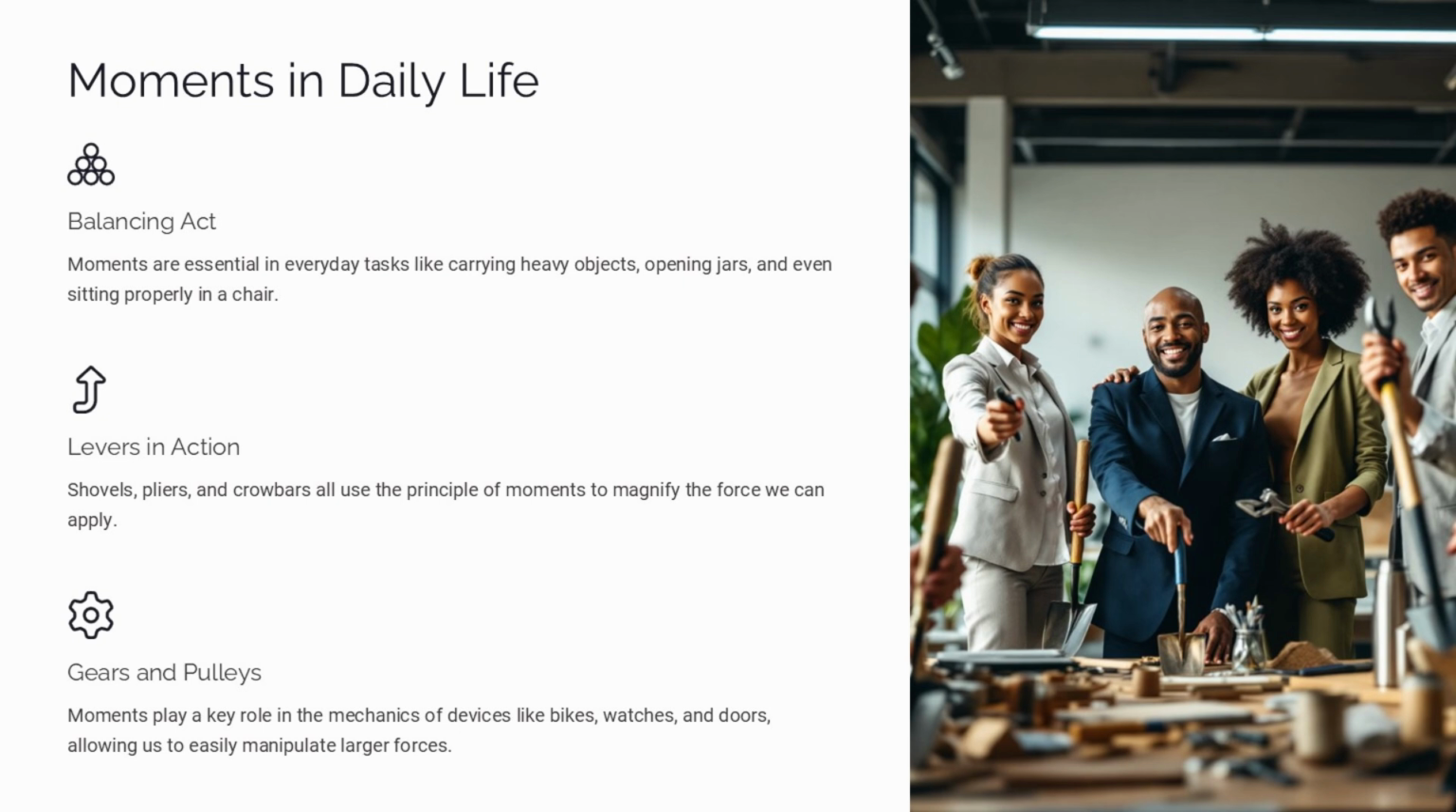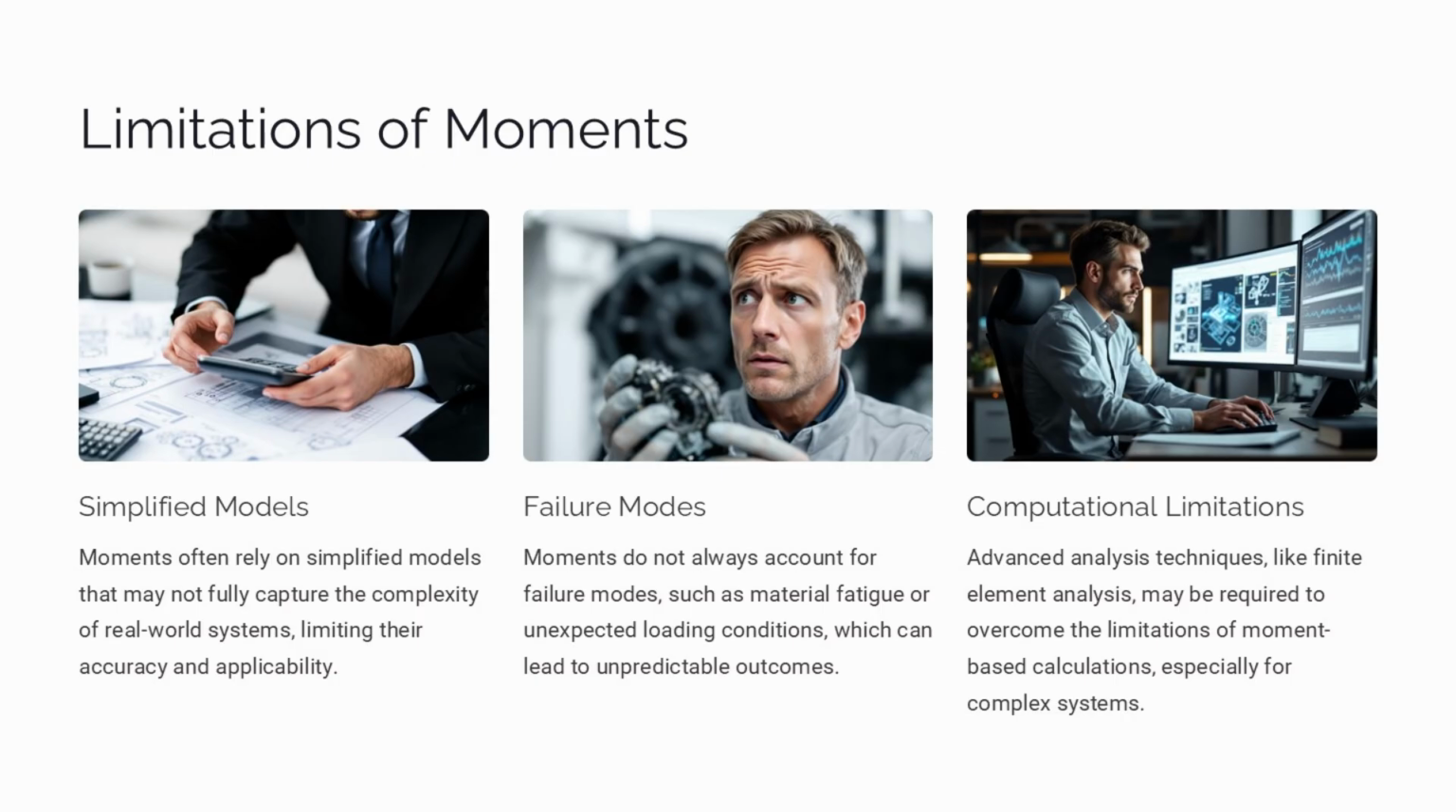Gears, pulleys, and other mechanical devices also rely on moments to help us easily manipulate larger forces, as seen in bikes, watches, and doors. The images on this slide provide visual examples of these moments in action during our daily tasks and activities.